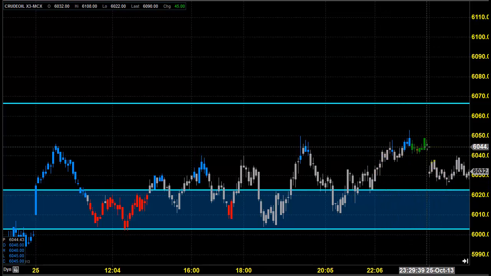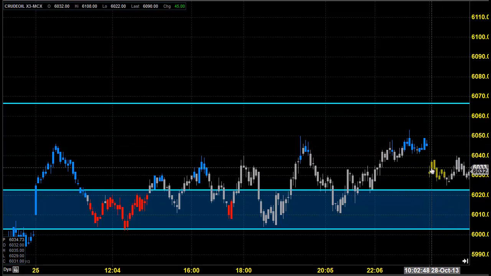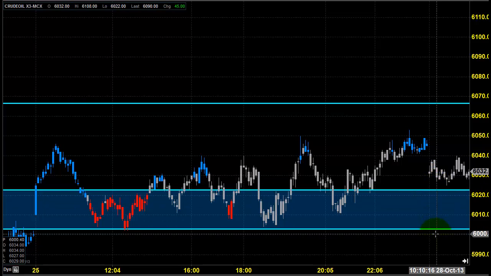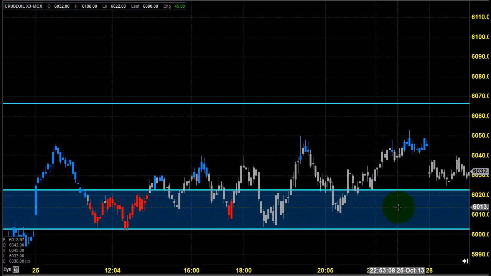Whenever I place the cursor on any particular candlestick, you can see the date and time below. This was the area where the price opened yesterday, around 6030. We know that it was just staying above this zone of 6020 and 6000. It is a perfect example of how the market is developing a platform so that it can move above. So that is what happened on 25th of October. It developed a clear platform.